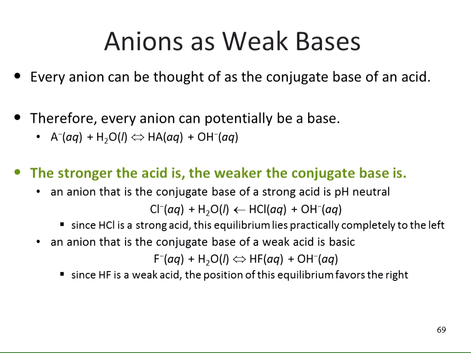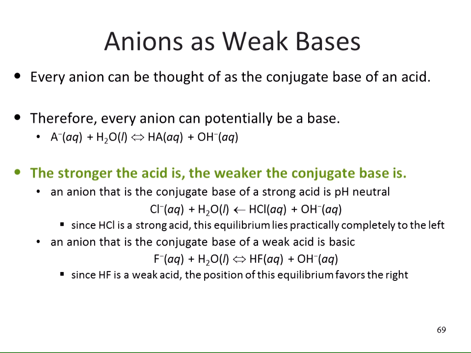Every anion can be thought of as the conjugate base of an acid. Therefore, every anion can potentially be a base. For example, A minus plus water is going to make HA, the acid form of the A minus. The stronger the acid is, the weaker the conjugate base is. An anion that is the conjugate base of a strong acid is pH neutral.